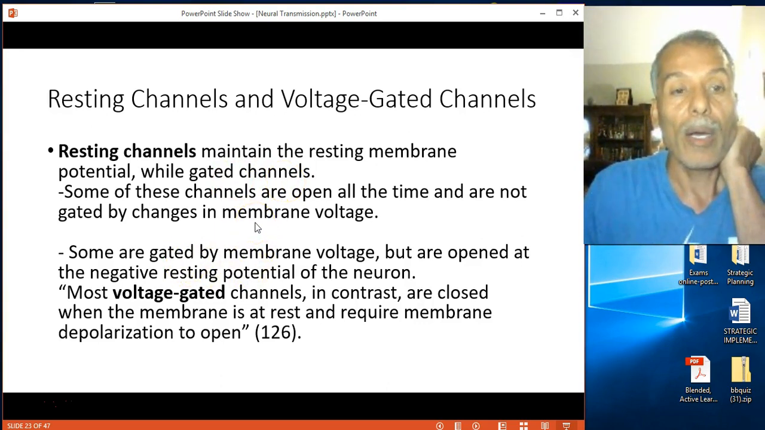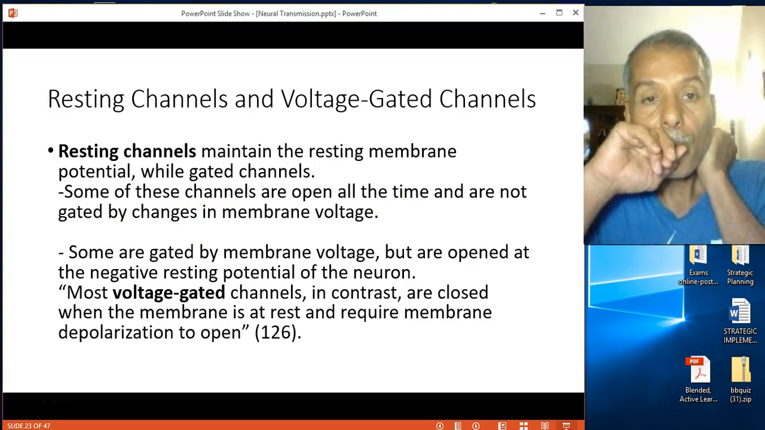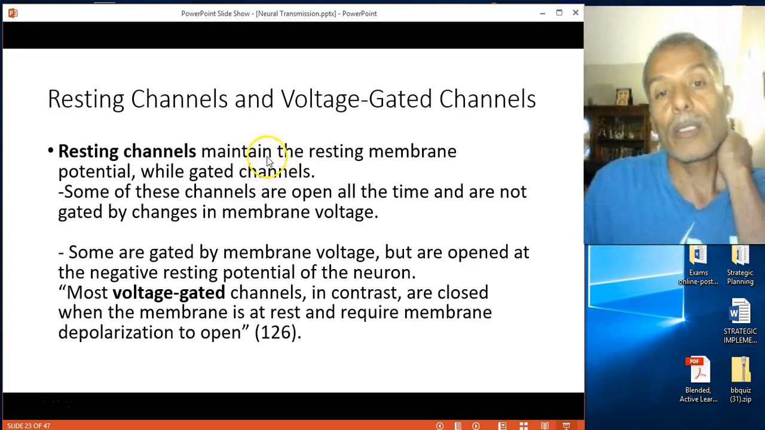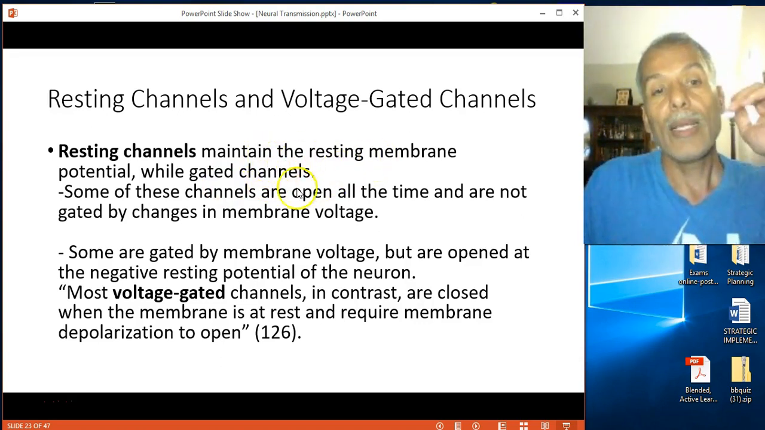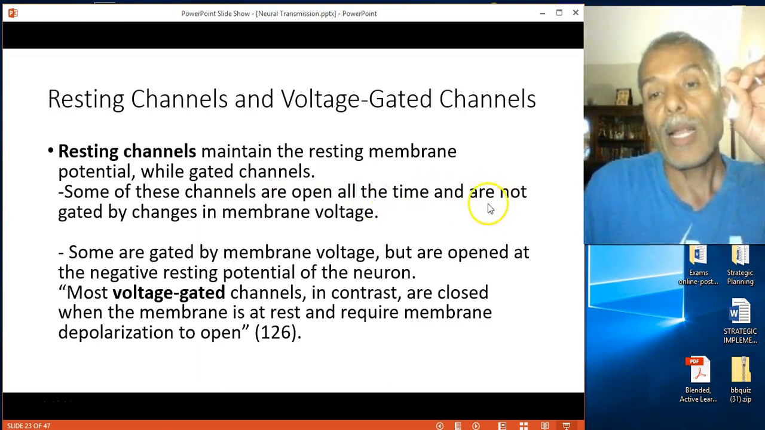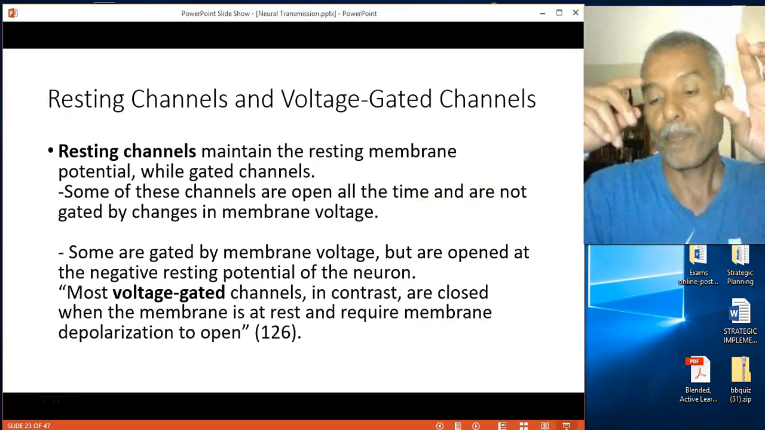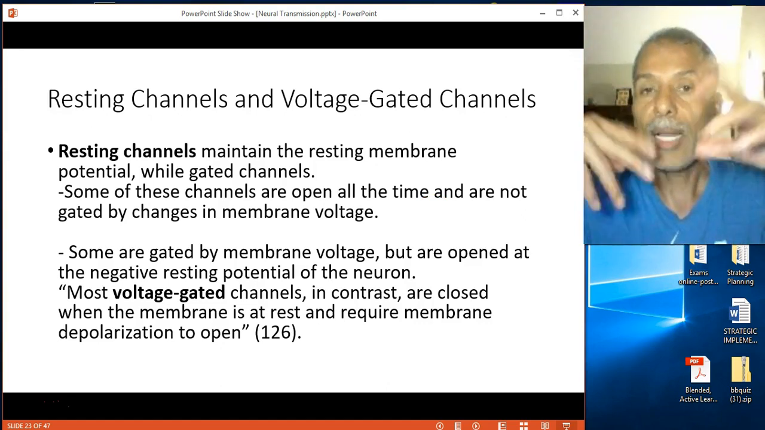for example, some of them open all the time and are not gated by changes in the membrane voltage. So the resting channels, again, at rest, only some of them are open all the time. And these channels, like potassium, for example, are not gated. So the ions go in and out freely.